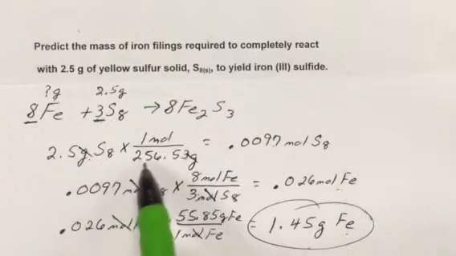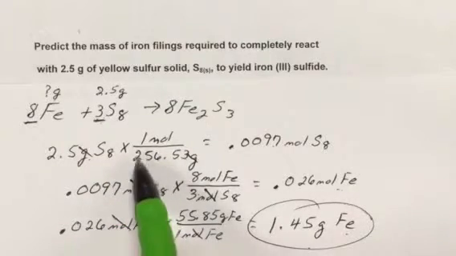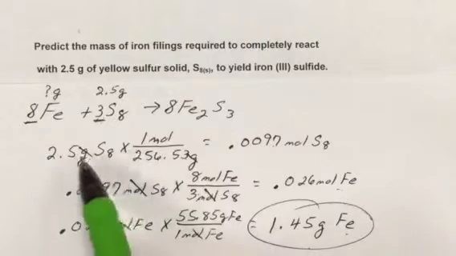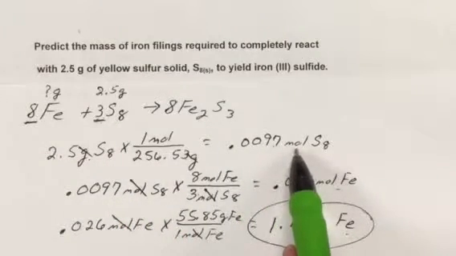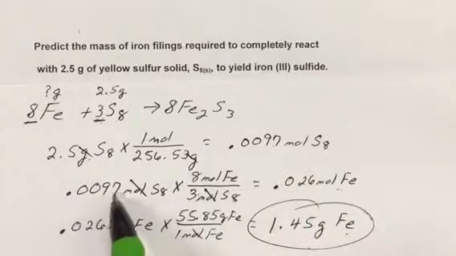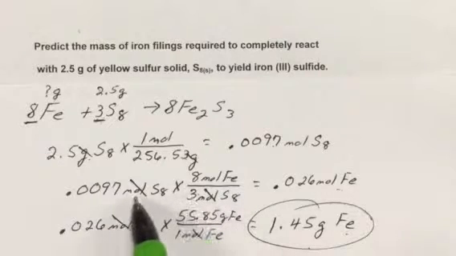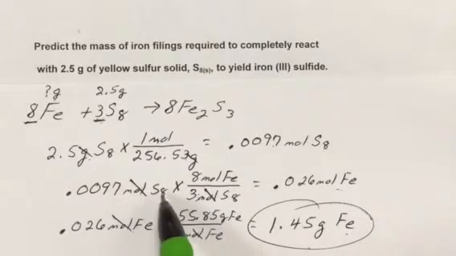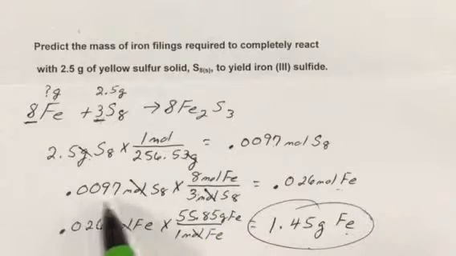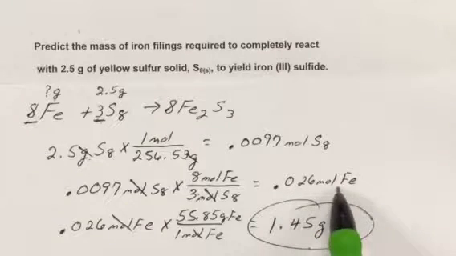So we do that by dividing by the molar mass of the sulfur. Now, we added that up off the periodic table. Then we did the math on it, and it came to be 0.0097 moles. Now we can multiply those moles of sulfur by our ratio, and that will convert it from moles of sulfur into moles of iron. We're careful to put the moles of sulfur on the bottom because we want it to cancel out.